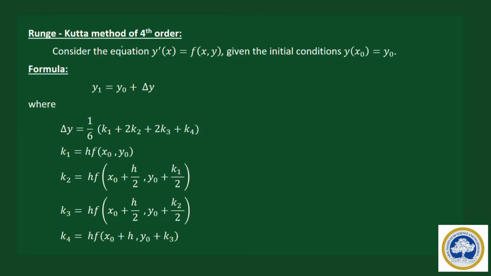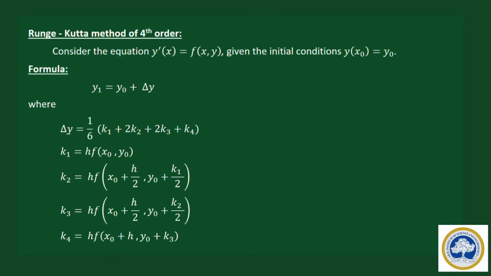Now let us see the Runge-Kutta method of fourth order. Consider the equation y dash of x equal to f of x comma y. The given condition is y of x naught is equal to y naught. So the formula for the Runge-Kutta method of fourth order is y1 is equal to y naught plus delta y, which is the same as in the Runge-Kutta method of second order, but the formula for delta y alone varies.